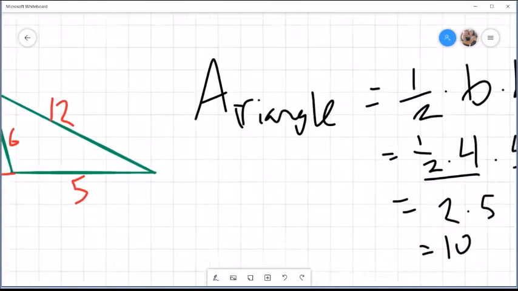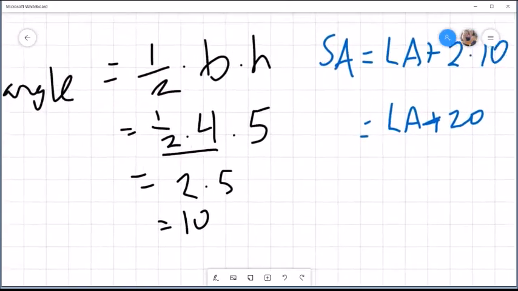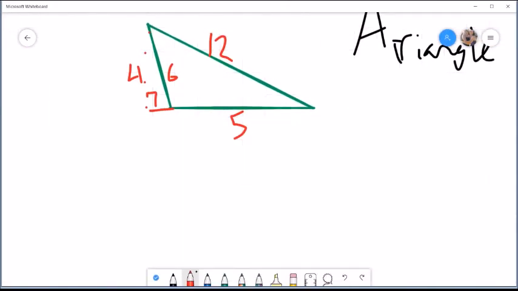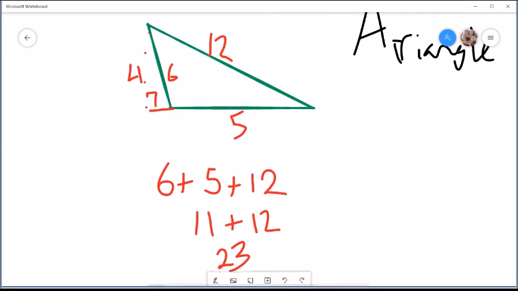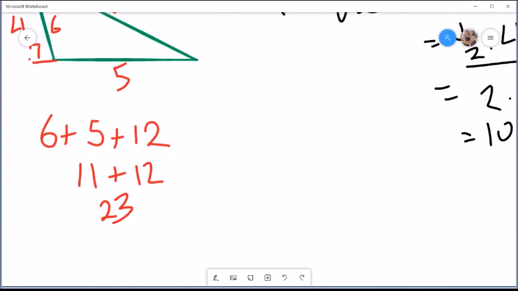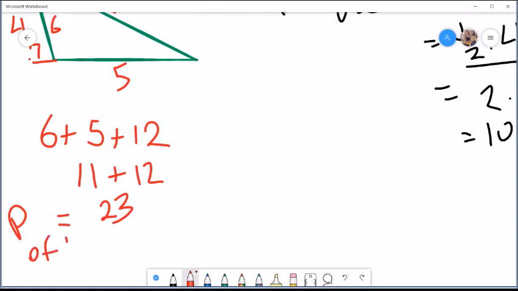So if we're going to find the perimeter, we need to add those numbers together. 6 plus 5 plus 12. So that gives us 11 plus 12. And actually, now that I'm thinking about it, that's not even a real triangle, but we're just going to roll with it because that's what we picked. So 11 plus 12 is 23. And this is the perimeter of the base.